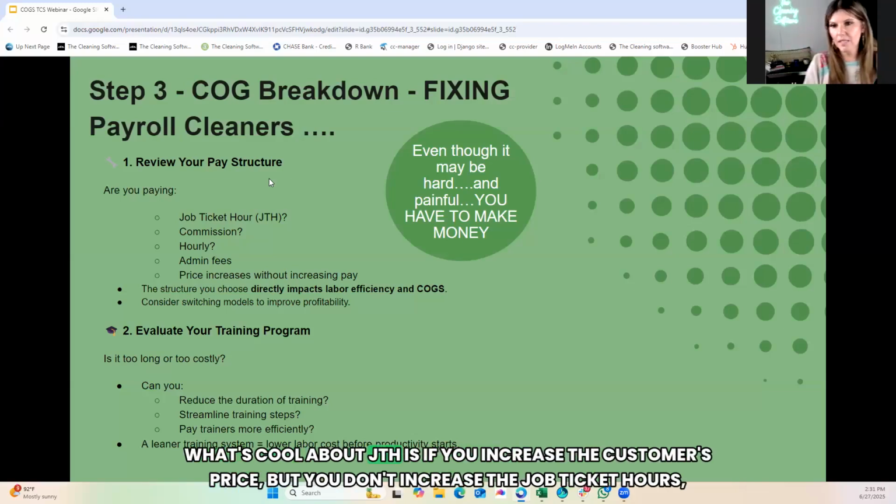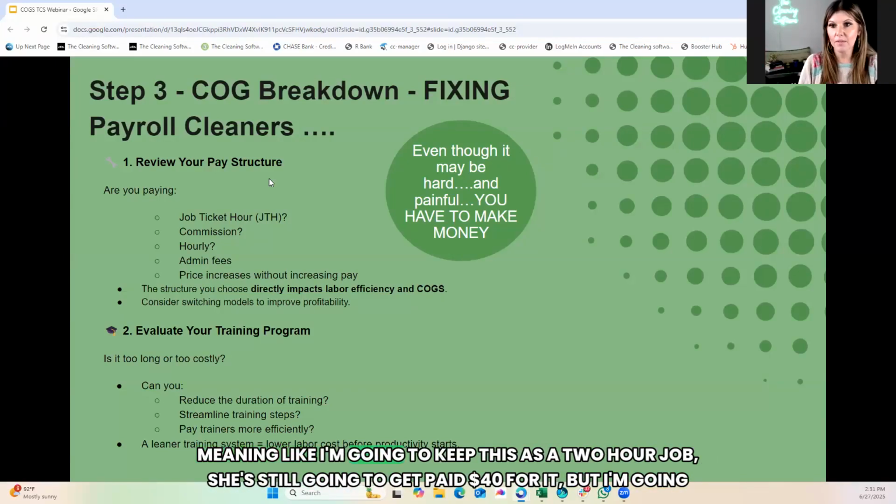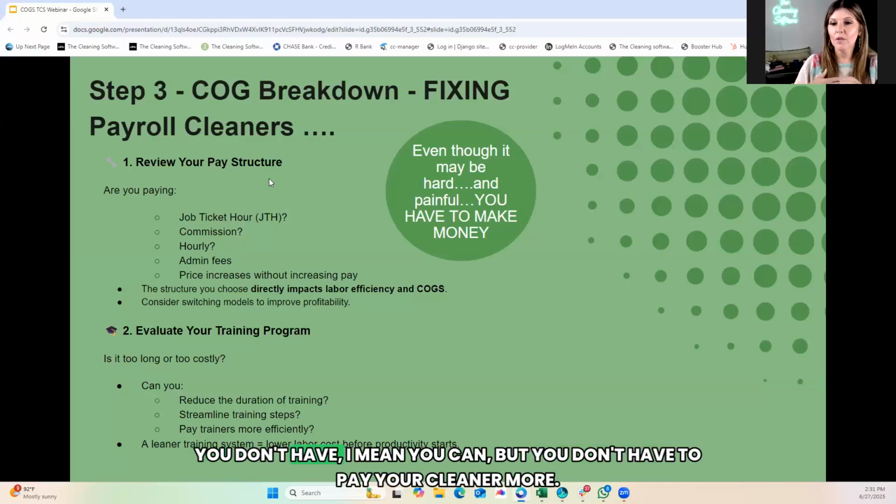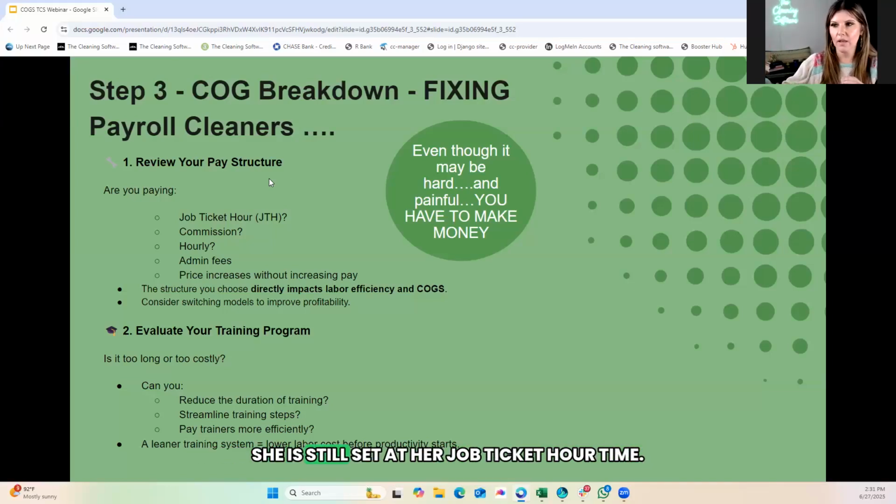What's cool about JTH is if you increase the customer's price but you don't increase the job ticket hours, meaning I'm going to keep this as a 2-hour job, she's still going to get paid $40 for it, but I'm going to go up on my prices 10% for the customer. You can, but you don't have to pay your cleaner more. She is still set at her job ticket hour time.